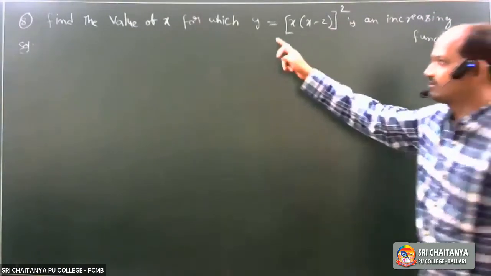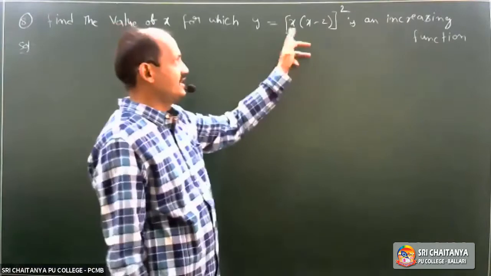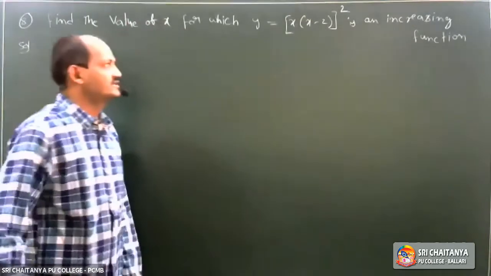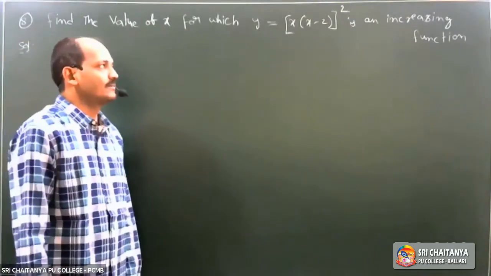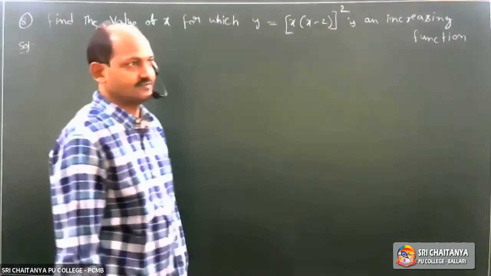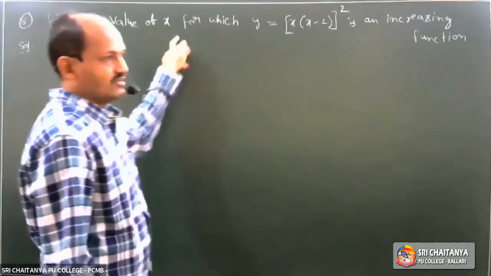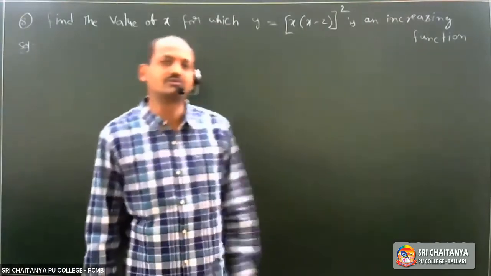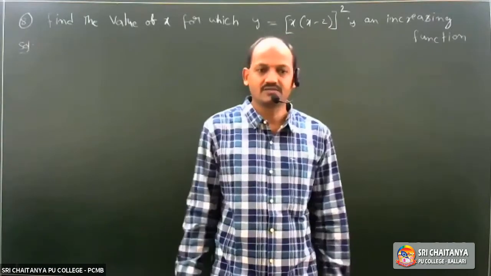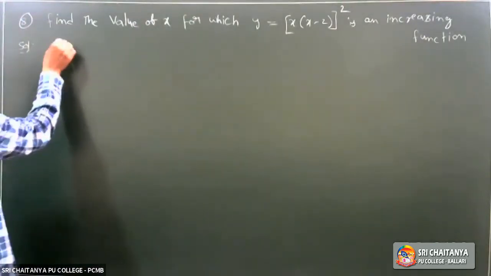Find the value of x for which y is equal to x into (x minus 2) whole square is an increasing function. It is already given that it is an increasing function, so we have to find the x value.